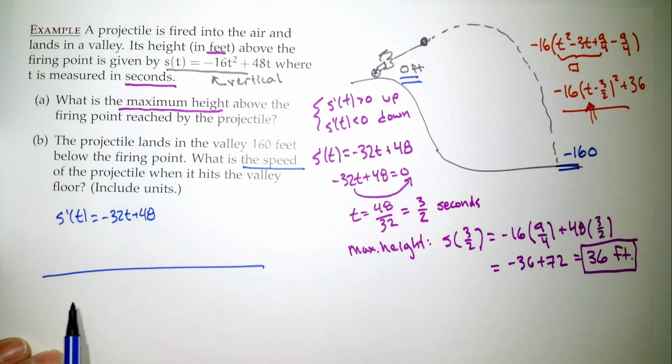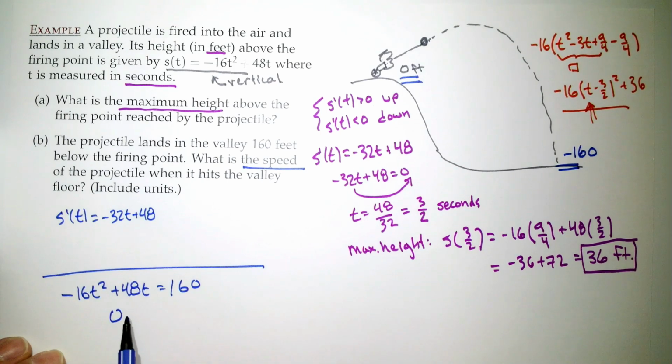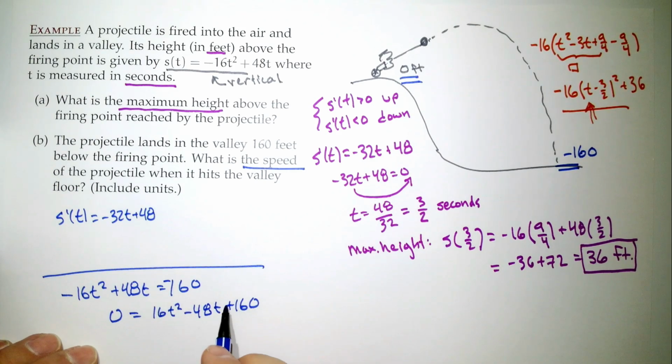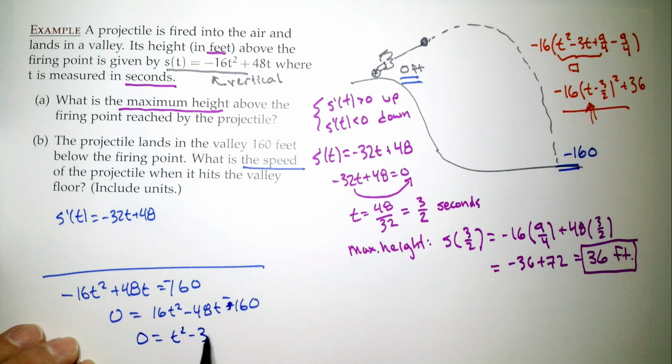So what we do is we say, okay, our height, negative 16t squared plus 48t, has to equal negative 160. Let's move these terms to the other side. 0 would be 16t squared minus 48t minus 160. Am I doing that right? Yeah, this is a negative 160 here. There we go. I knew something was wrong. All right. Now what? Divide by 16. 0 should be t squared minus 3t minus 10.